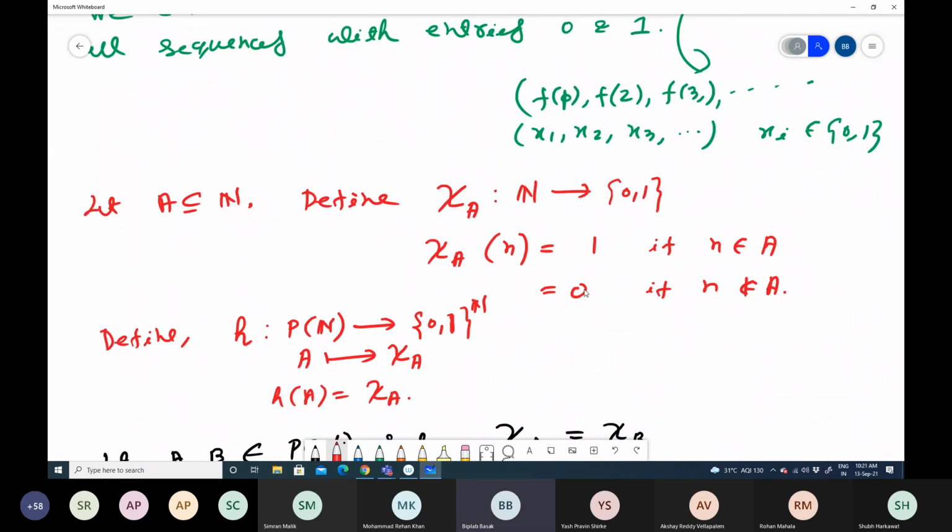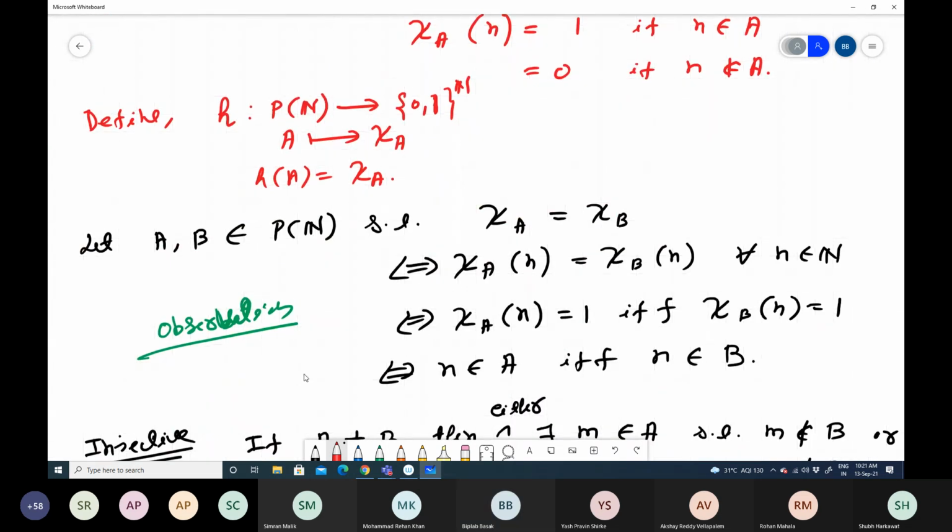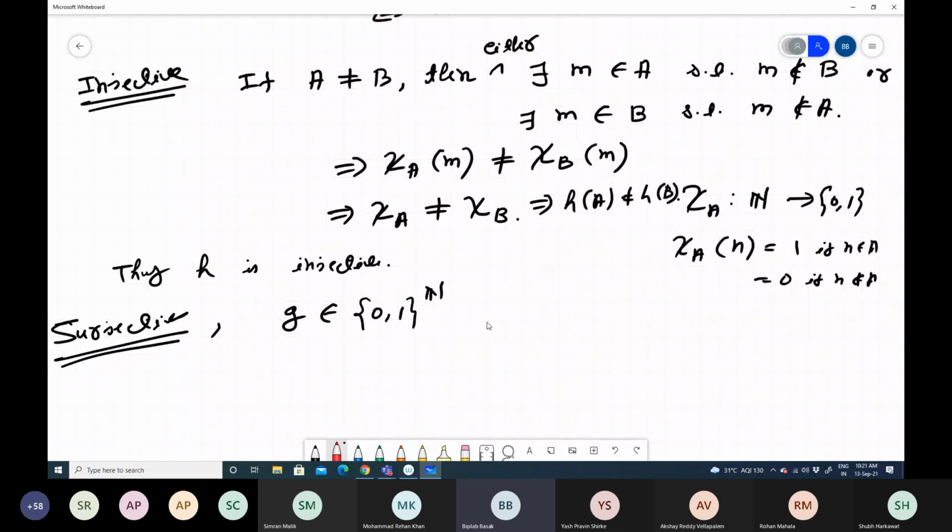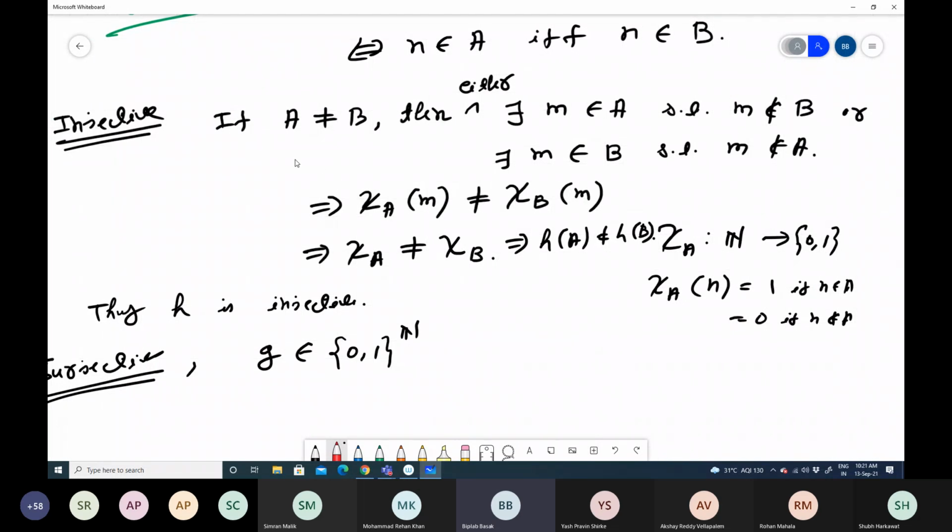And we are defining chi A in this way. If n is in A, then we define it as 1. If n is not in A, then we define it as 0. Now we define it in this way, and then we show that H is injective. Because if A is not equal to B, then we prove that chi A is not equal to chi B. So that means H of A is not equal to H of B. So therefore H is injective. Okay, so we prove that H is injective.